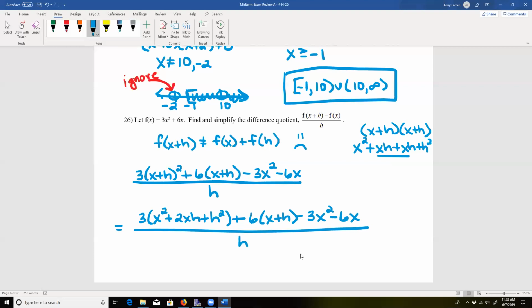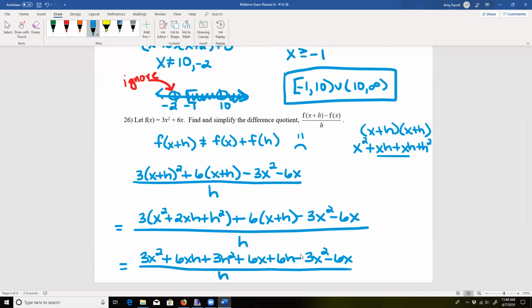Okay, so I just expanded x plus h quantity squared. Now I'm going to distribute. So I have 3x squared plus 6xh plus 3h squared plus 6x plus 6h minus 3x squared minus 6x all over h. I have a lot that cancels, 4 terms. I have a positive 3x squared and a negative 3x squared, so those are going to cancel. I also have a positive 6x and a negative 6x.